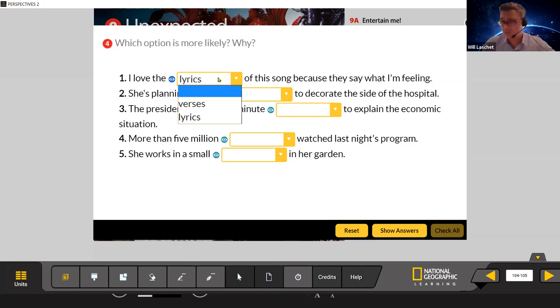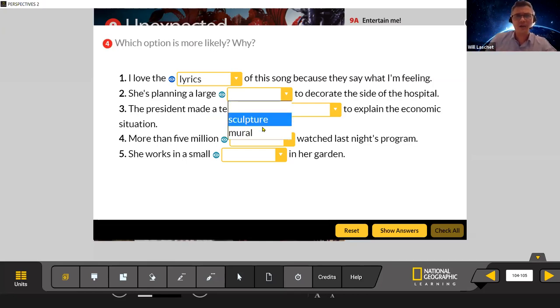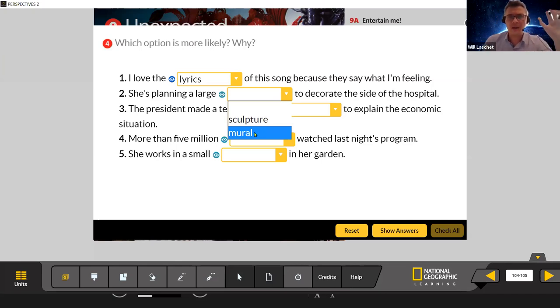Verses is for poetry, but it's also for music as well. Okay, so this is why for the first one, because we're talking about all of the lyrics, not just part. Let's have a look at number 2. She's planning a large, and then we've got here sculpture and mural. Okay, so this is, again, a word that was in the vocabulary. We didn't look at it. A large something to decorate the side of the hospital.